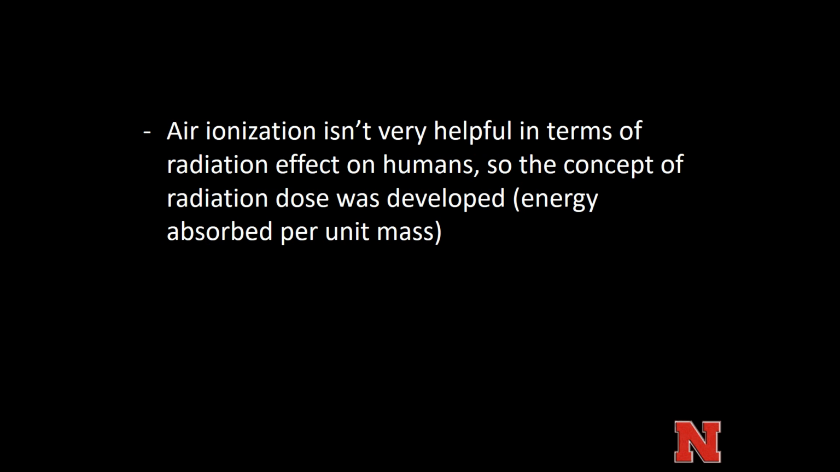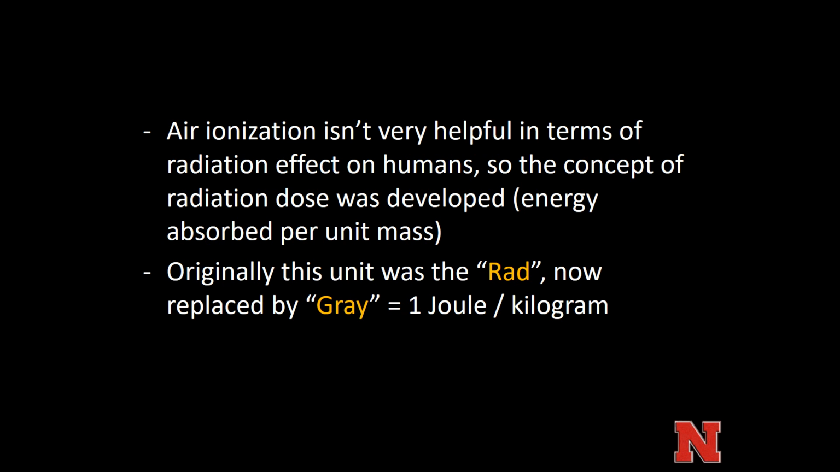Air ionization, though, how many ions are being made in the air around a radioactive substance, isn't very helpful in terms of elucidating a radiation effect on humans. So the concept of radiation dose was developed, and that really takes into consideration energy absorbed per unit mass. Originally, this unit was the rad. It's now been replaced by the gray, although a lot of radiologists will still talk in terms of rads. A lot of physicists will as well. But gray is what we really should be using, and that's just 1 joule per kilogram of tissue, for example.